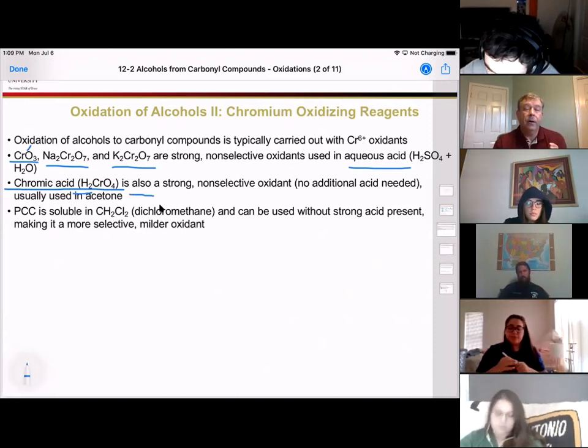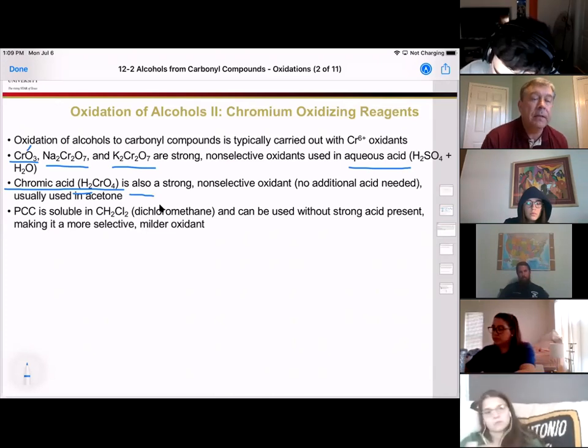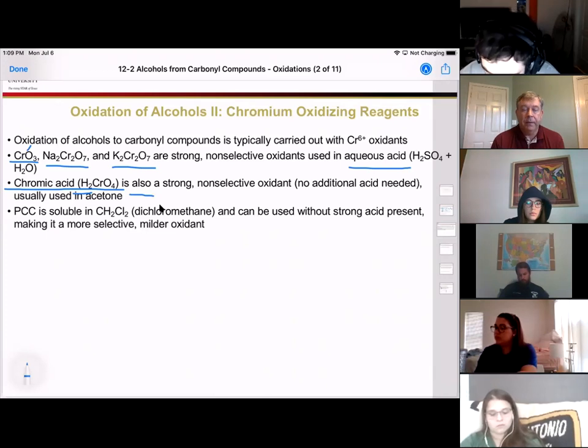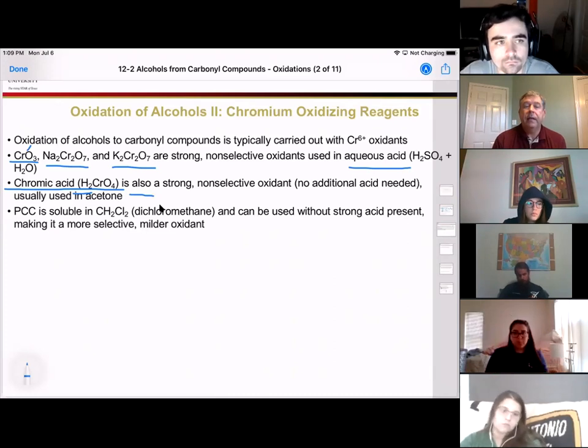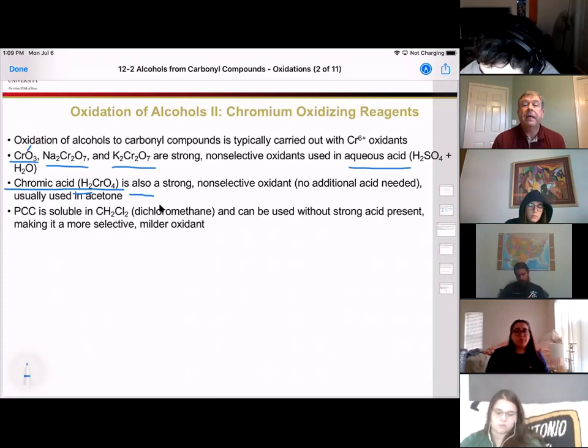Now, the third oxidizing reagent we want to talk about is called PCC, okay? Which stands for pyridinium chlorochromate. So I'm going to draw the structure for you here. The key with this one is that having the chloride on the chromic acid changes its oxidation. It makes it slightly milder, meaning it's more selective, okay?